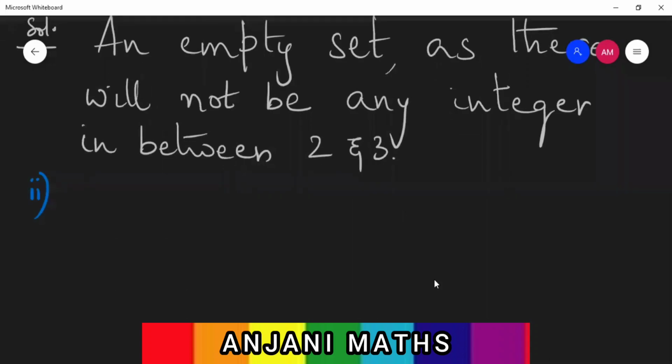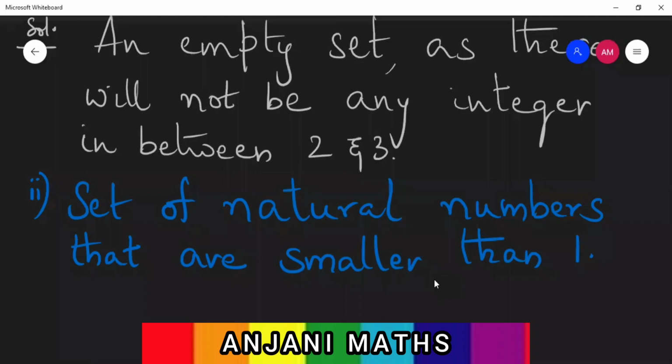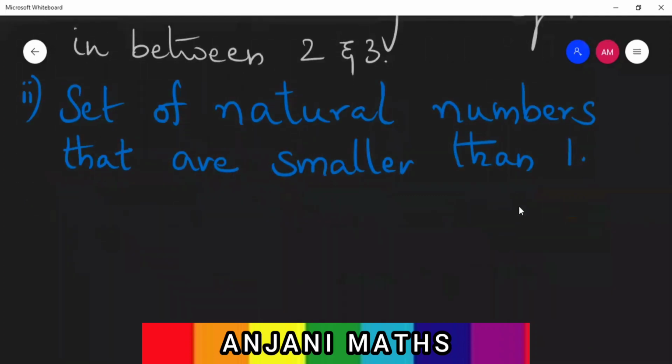Okay. Second one. Set of natural numbers that are smaller than 1. Suppose I ask you, give me any number which is smaller than 1. You will say 0, 0.9, 0.8, -1, -2, -3. Are they natural numbers? No, they are not. So is there any number smaller than 1 which is a natural number? No. So what's the answer then?